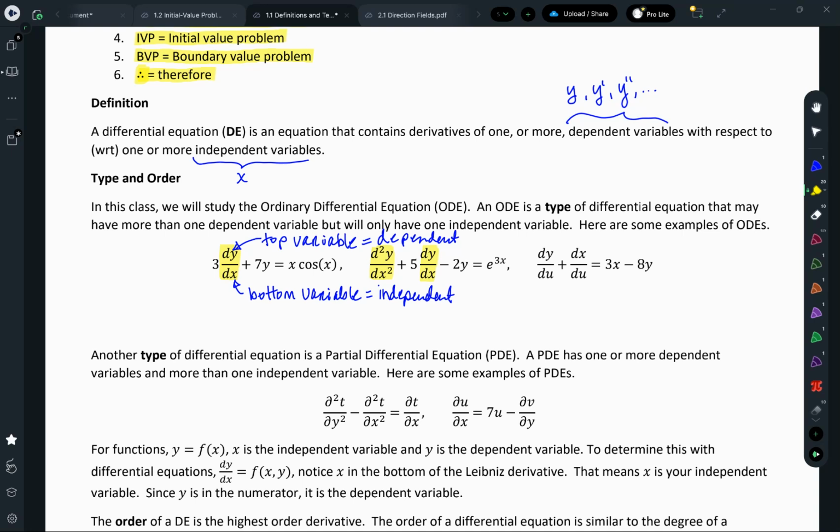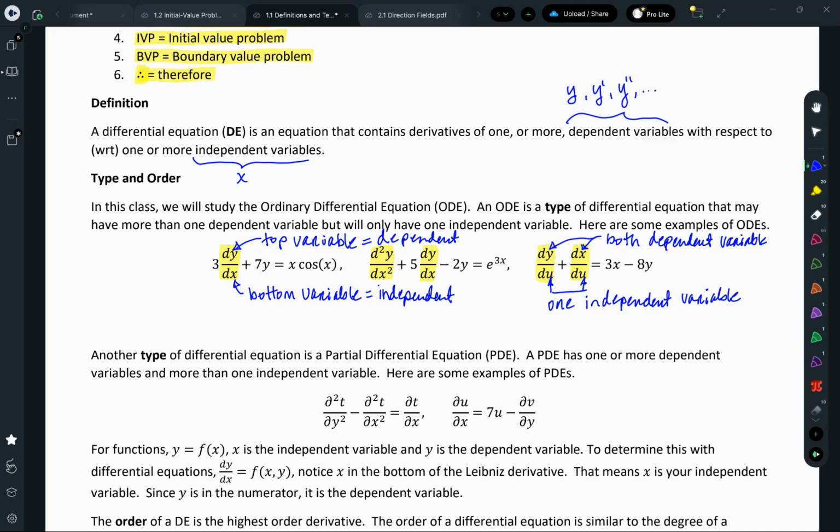The last equation is different. With a dy du and a dx du, I'm seeing two dependent variables. I see a y and an x. These are both dependent variables. And in the denominators of the Leibniz notation, I just see one variable, so there's just one independent variable. Because there is just one independent variable, this still satisfies the definition of an ordinary differential equation.